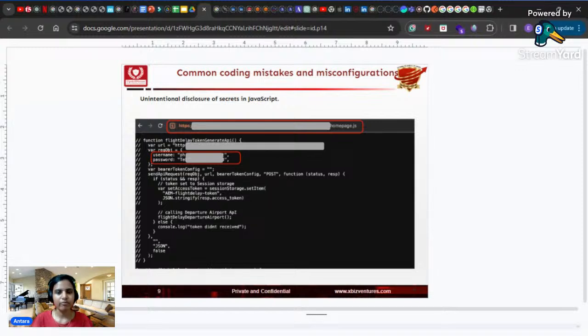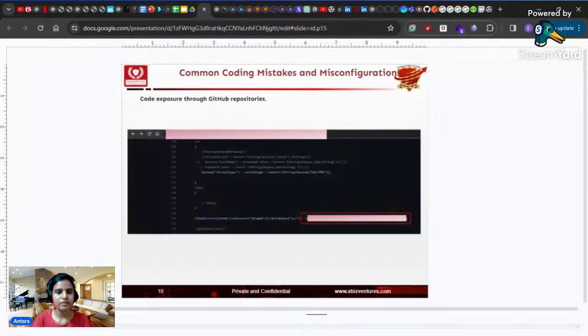Here are some live POCs that I've managed to pull out, and I've hidden the data to ensure the integrity. Exposure of secrets in the JavaScript, the client side secret exposures. Here the credentials were hard coded. If you see the upper line, it contained a token. The bearer token was also found in this particular client side script.